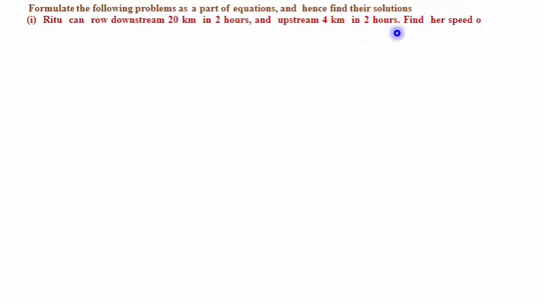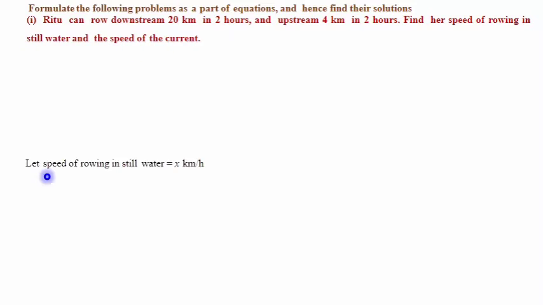The first question is, Ritu can row downstream 20 km in 2 hours and upstream 4 km in 2 hours. Find her speed of rowing in still water and the speed of the current. Here in this question, we are asked to calculate the speed of rowing in still water and the speed of the current. So let us assume the speed of rowing in still water is x km per hour and the speed of the current is y km per hour.